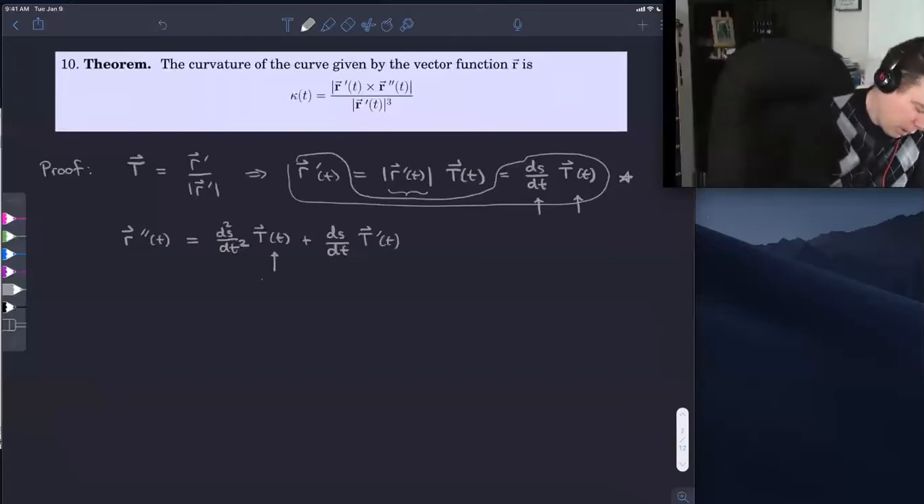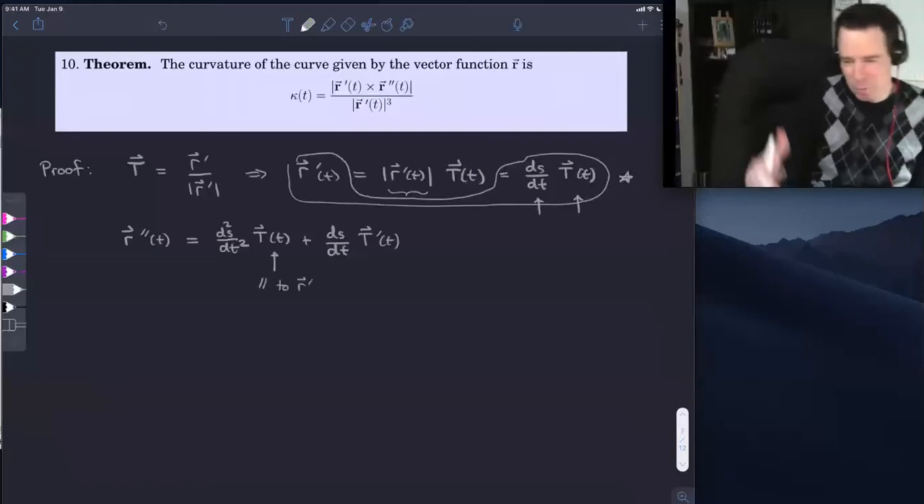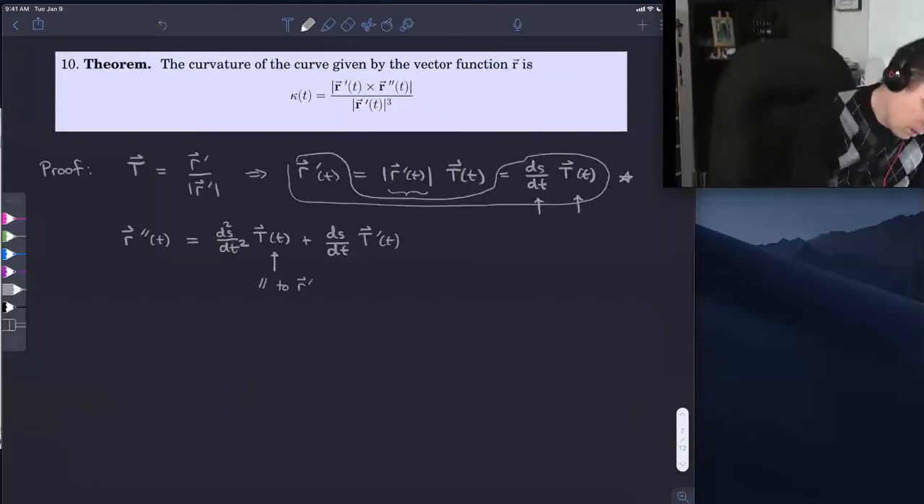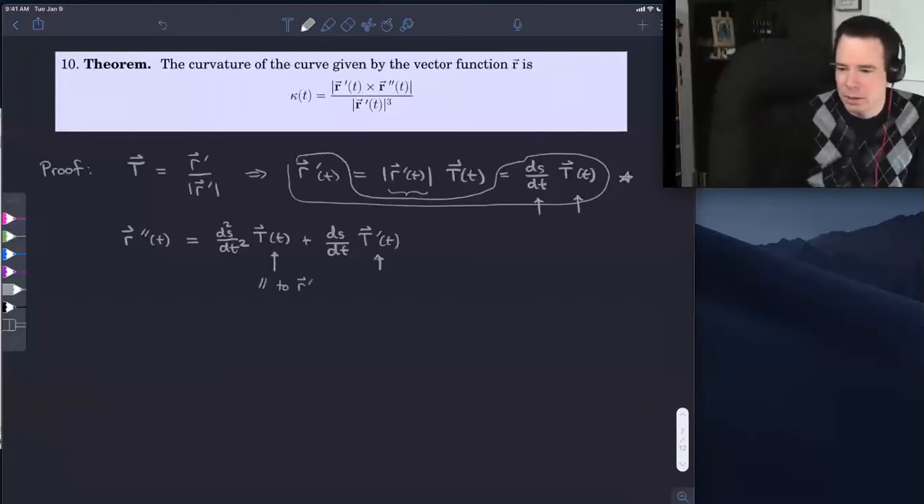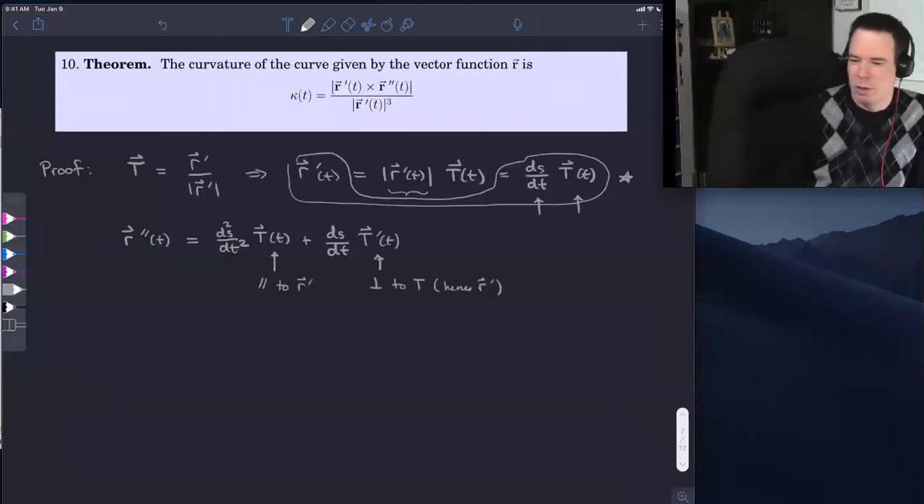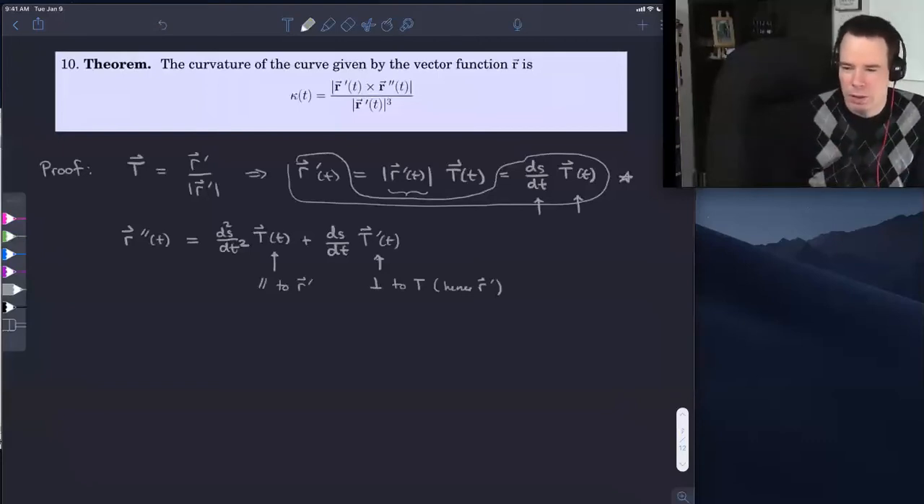So this is parallel to r prime, right? I mean, t is a unit tangent vector, so it's just r prime scaled so that it's unit length. So it's quite clear that it is parallel to r prime because it's just the normalized version of r prime. The other part, though, this may be the surprising fact, is that this is perpendicular to t and hence r prime, because r prime and t are parallel. So if it's perpendicular to t, it's perpendicular to r prime because r prime and t point in the same direction. So we got a component that's parallel to r prime and a component perpendicular to r prime.